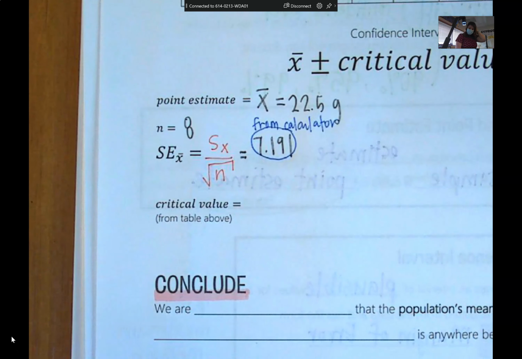Then we're going to divide that by the root of 8. And that's going to give us our standard error. So if we plug that in, I believe we get 2.542.